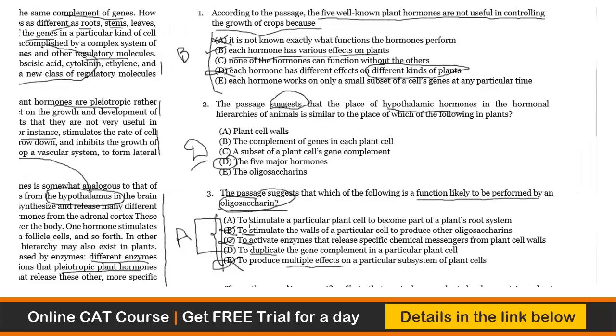So the function is to stimulate a plant cell to become a part of the root system. Why? Because it's a regulatory molecule. A regulatory molecule plays a part in that. D says duplicating the gene, which is a wrong term. It is stimulating the gene. It is turning it on, not duplicating. So you are using the wrong word. Duplicating is incorrect. Answer is A.